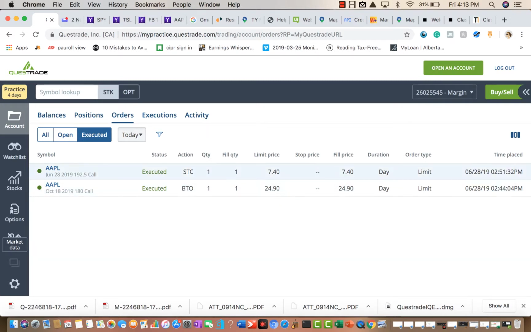Quantity basically refers to how many contracts you bought. In this case, one fill quantity. How many contracts got filled? One, because you only bought one. Limit price, so it tells you the limit price again. This is how much you put in your limit price when you were placing the order.